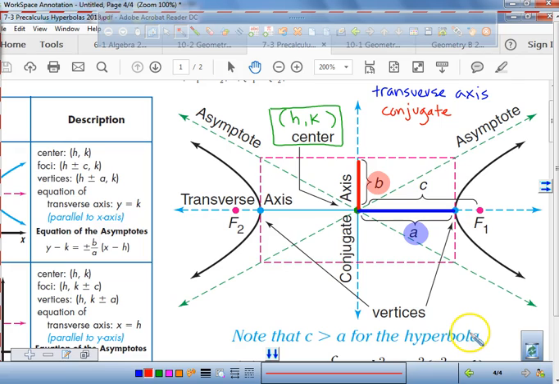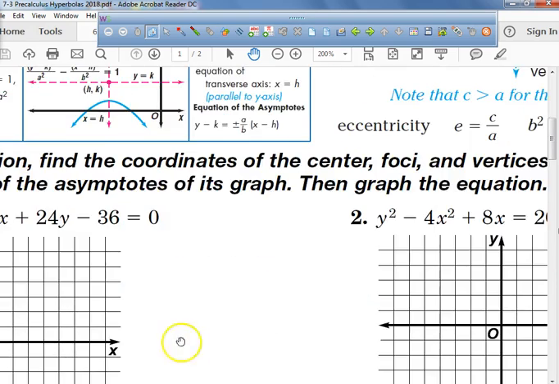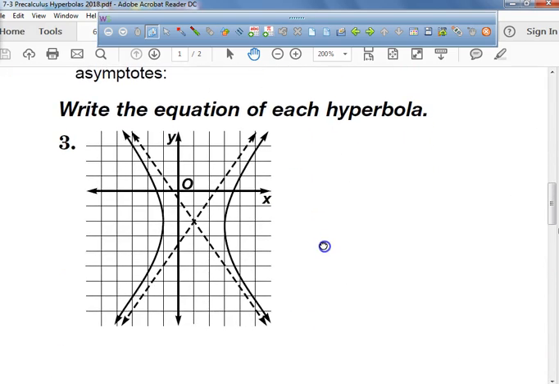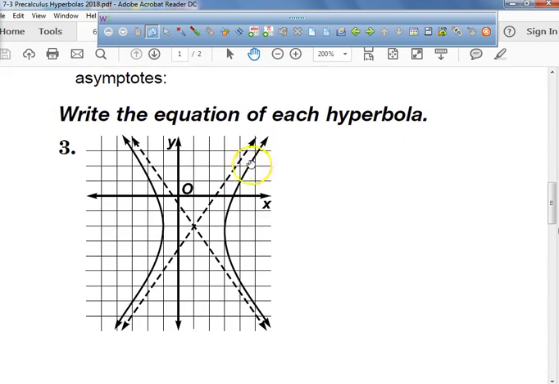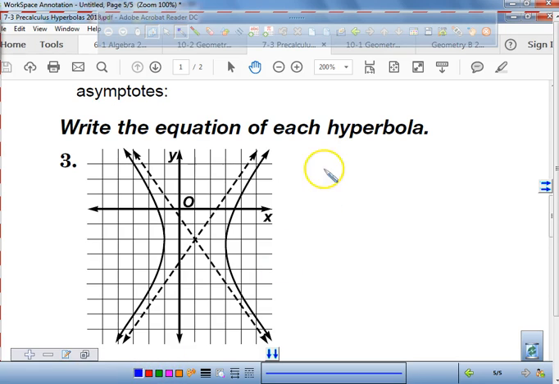What I want us to do right now is I want us to look at problem number 3. So we're going to go over here to problem number 3. And you'll notice that this hyperbola opens to the right and it opens to the left. So here's what I want you to do on your paper. I want you to use the very first equation, which is x minus h squared over a squared minus y minus k squared over b squared equals 1.